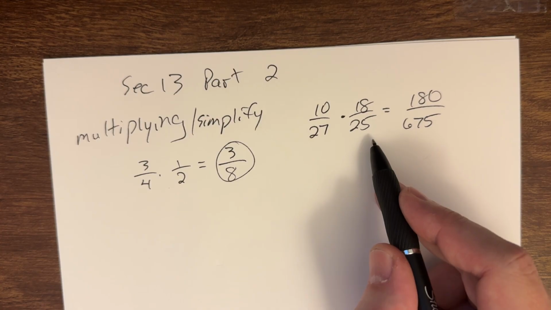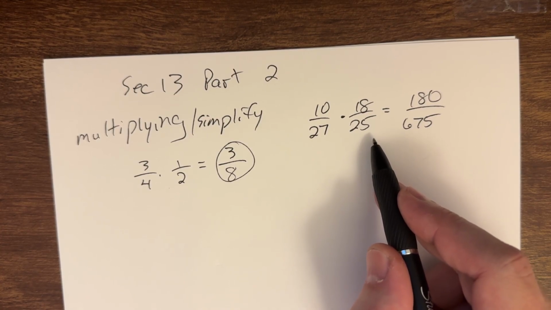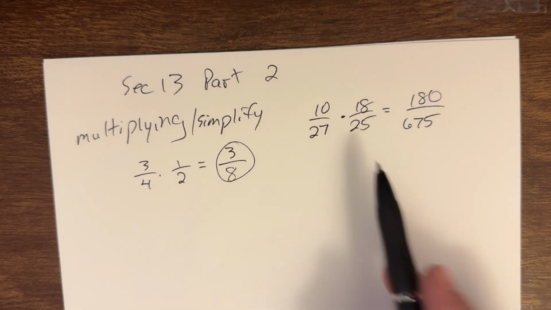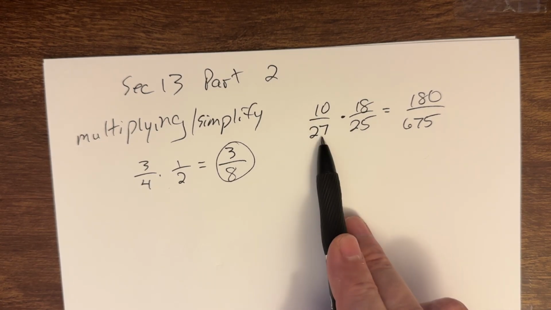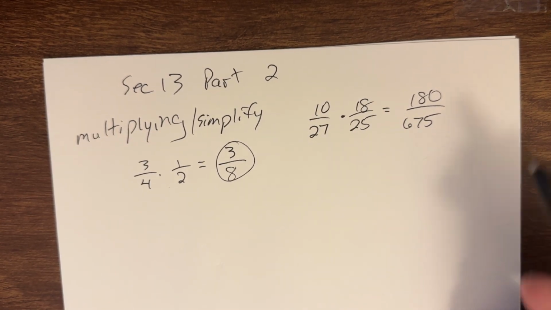How are we going to do the simplifying? Just like we did in the earlier one. We're just going to look for common factors from top and bottom. And it doesn't matter if it's from the numerator here to the denominator here or here to here. If I see a common factor top and bottom, I'm going to cross it off.